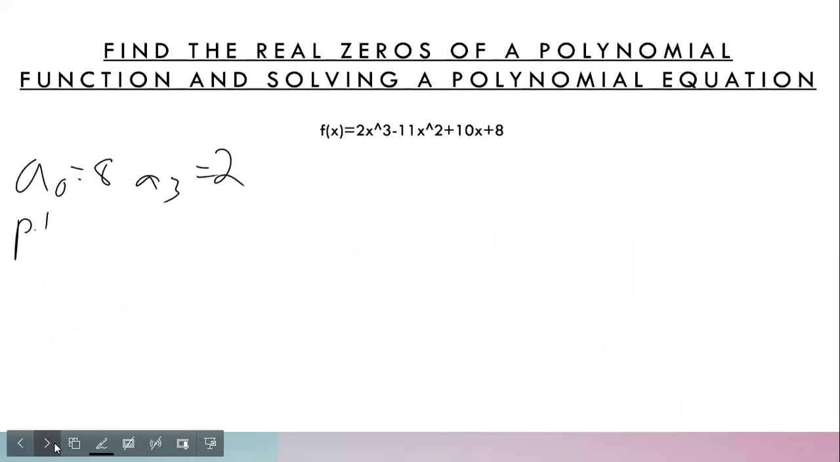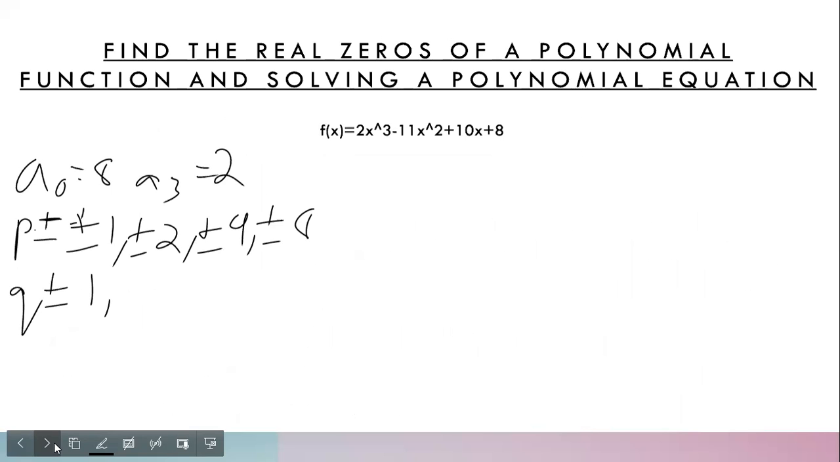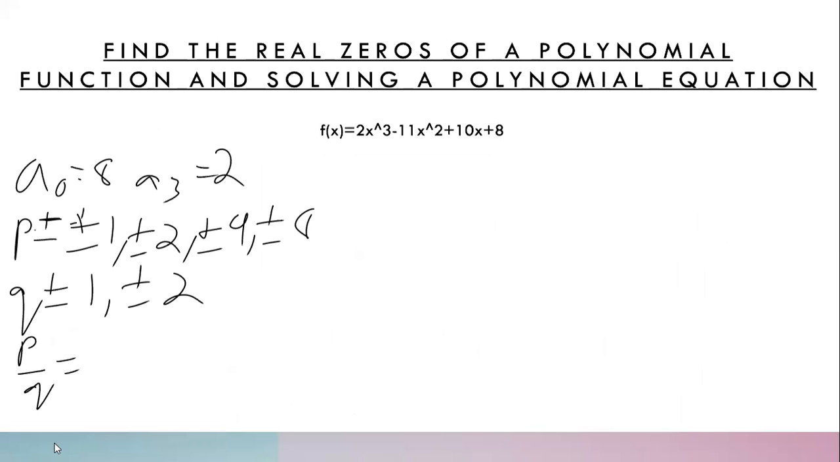So again, p this time will equal plus or minus 1, plus or minus 2, plus or minus 4, and plus or minus 8 this time. And q this time is only plus or minus 1 and plus or minus 2, giving us p over q of plus or minus 1, plus or minus 2, plus or minus 4, plus or minus 8, as well as plus or minus 1 over 2.